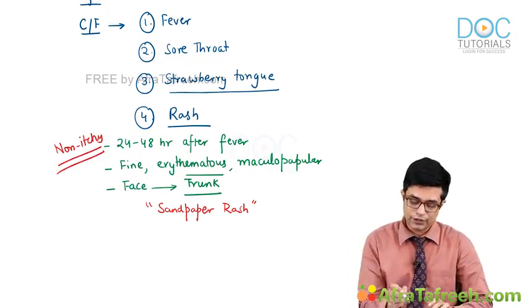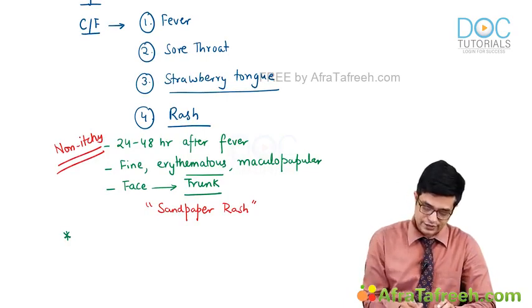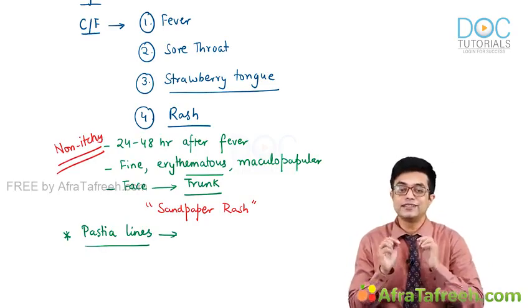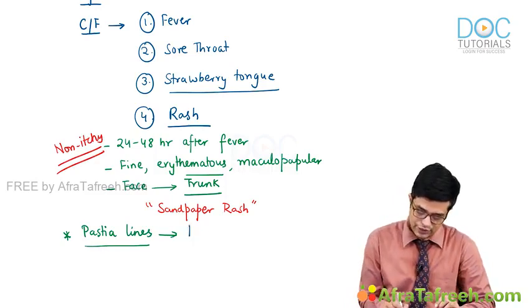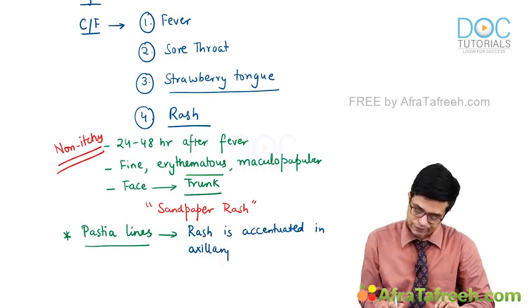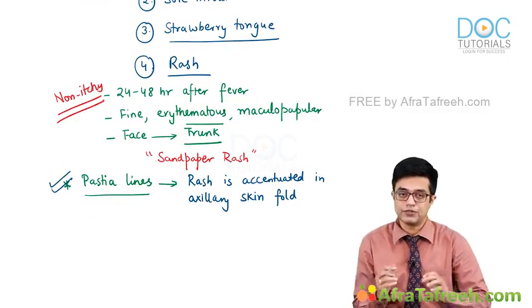There is another important pointer which you will find in MCQs which is called Pastia lines. Now, what is Pastia lines? Pastia lines are rash becoming more prominent or accentuated in the axillary creases. So, Pastia line refers to the rash of scarlet fever being accentuated, that is worsened or more prominent in the axillary skin folds. That is called Pastia line. So, this is a very fancy word you may find in the books or in the MCQs.